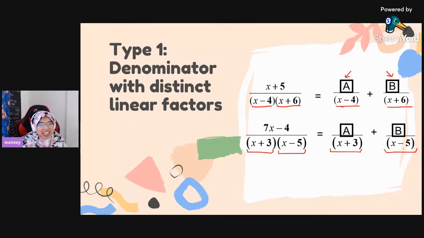Banyak juga lah. Factor lah, fraction lah, macam-macam, partial. Dia P dengan F tu payah sikit kalau nak sebut.